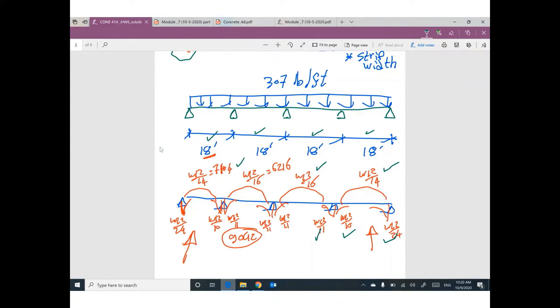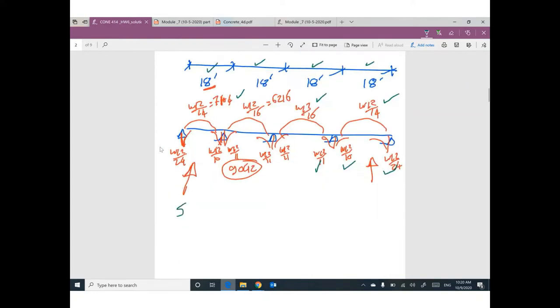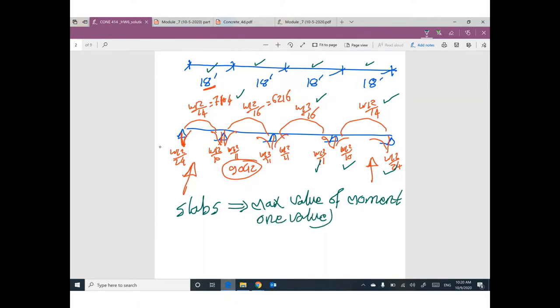To be honest with you, for slabs it's different than beams. So I'm going to use the maximum value of moment only, one value. I don't need to use each value to figure out the reinforcement at each location. For beams, yes, but for a slab, no. I'm going to use the maximum value. This one is 7,000, 6,000. This one is 9,000. So I'm going to use M ultimate divide phi B D squared.